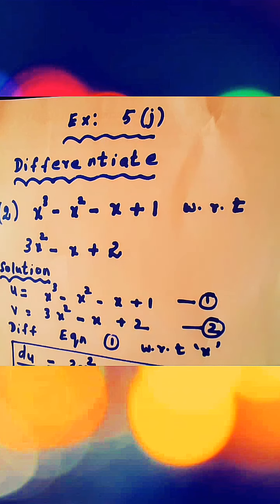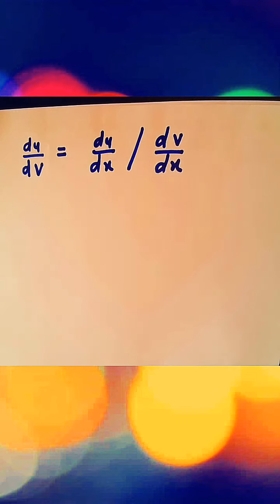Now what we have to do, we have to find what is du by dv. Alright, what is the formula to calculate du by dv? Du by dv is nothing but du by dx divided by dv by dx. Correct, students? So I can write it as du by dv. We have to find what is du by dv, which is du by dx divided by dv by dx. This is the formula. Correct, students?